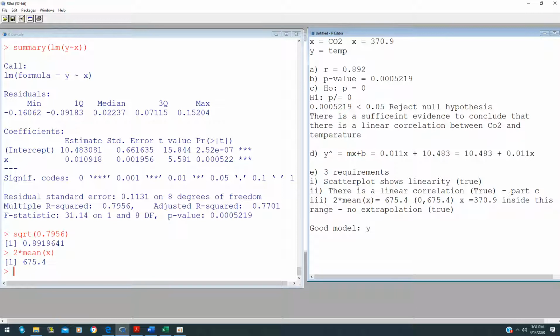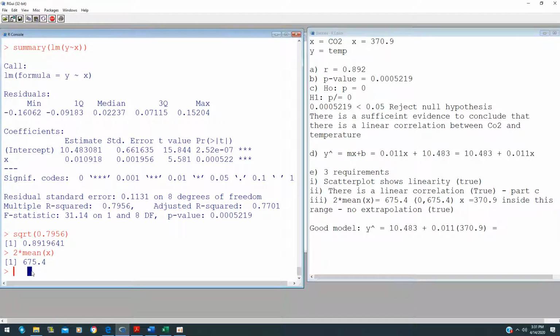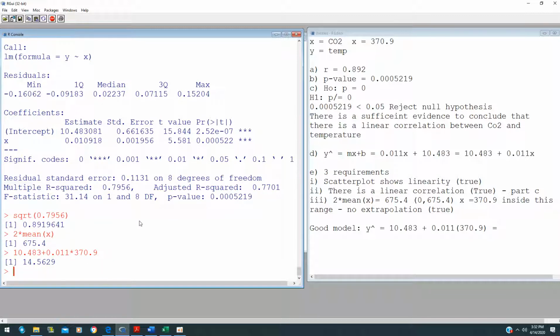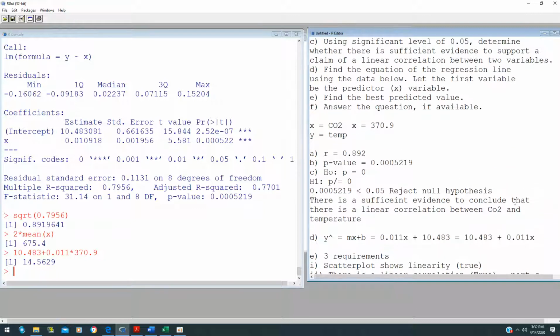and if it's a good model, then your answer is you plug it into your y hat. So it's 10.483 plus 0.011, and your x in this case is 370.9. So since this is a good model, we can plug it into your regression equation here. 10.483 plus 0.011 times 370.9. So that is 14.56 degrees Celsius. Okay, so this is how we figure out the best predicted value.